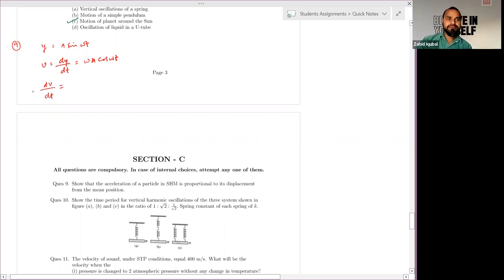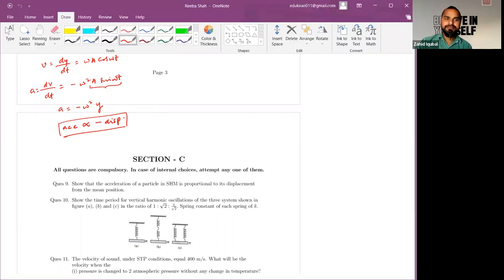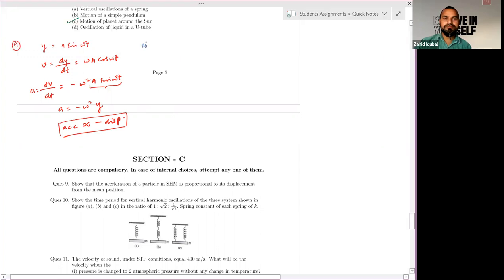it will be equal to minus omega square a sine omega t. This quantity is also displacement. So we can write a equals minus omega square y, and acceleration is proportional to displacement with a negative sign. Hence, we can say acceleration is directly proportional to displacement, and it is directed towards mean position always. Is it clear? Yes, sir.